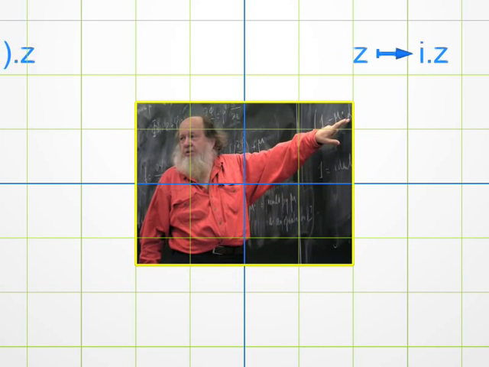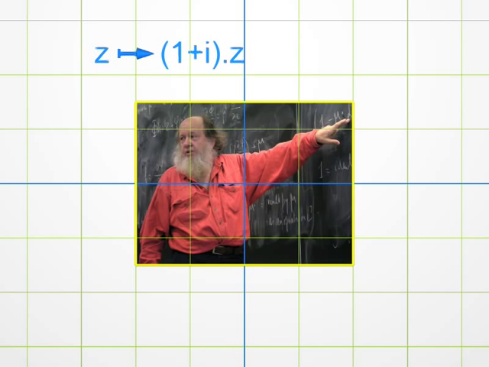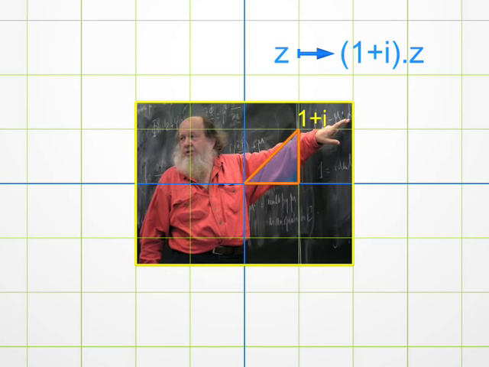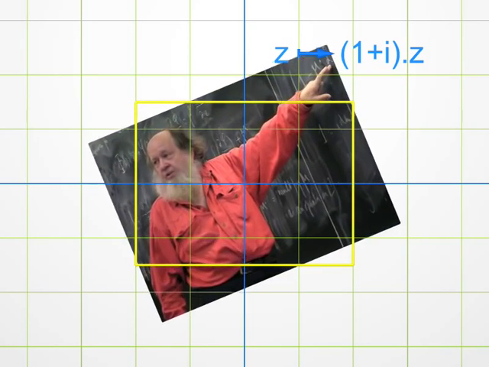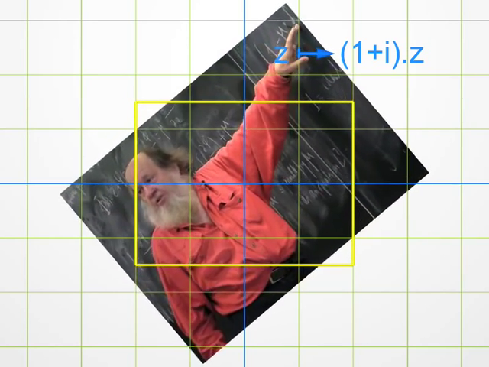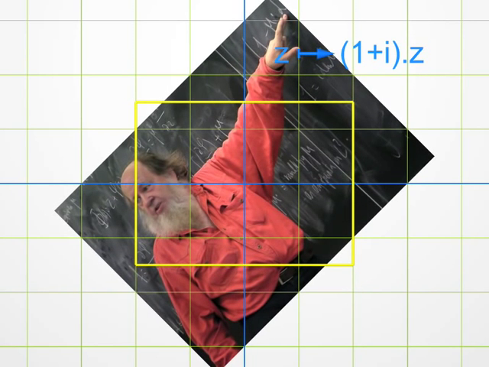Well, a bit more complicated. Multiplication by 1 plus i. Look at the complex number 1 plus i, corresponding to the point with abscissa 1 and ordinate 1. Its argument is 45 degrees, and its modulus is the square root of 2, using the Pythagorean theorem. Hence, multiplication by 1 plus i amounts to first multiplying its modulus by the square root of 2, and then adding 45 degrees to the argument.